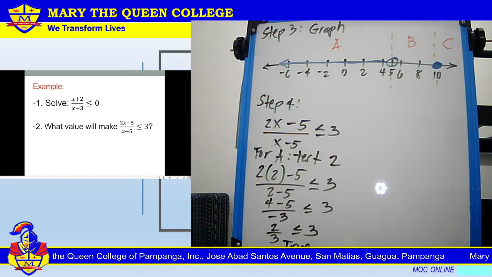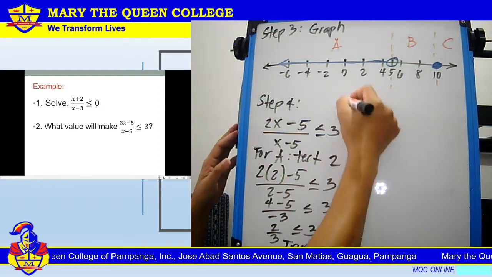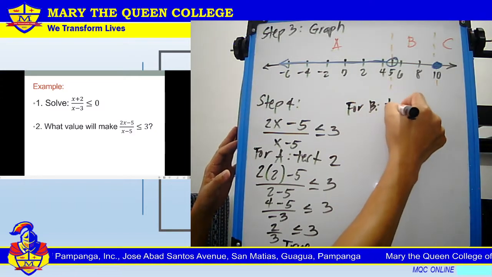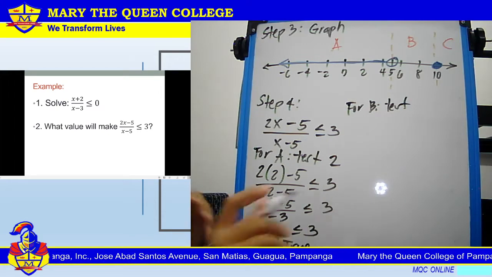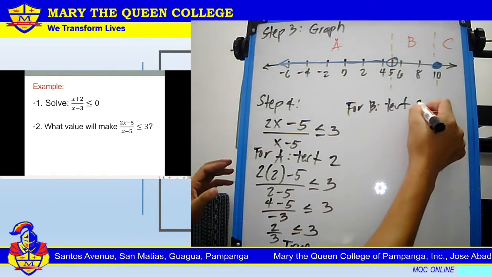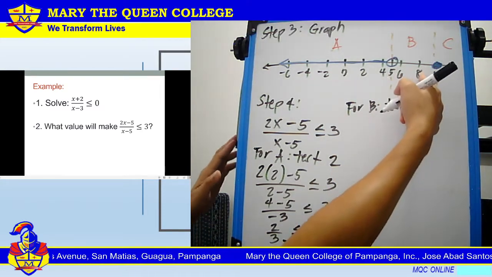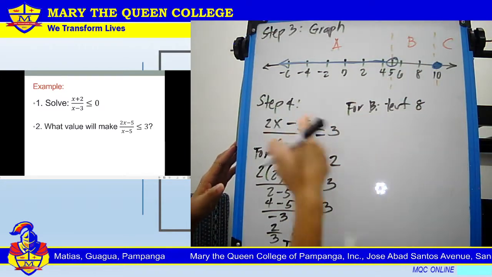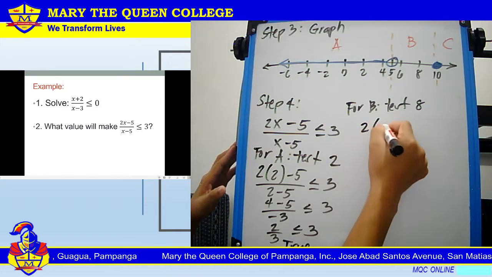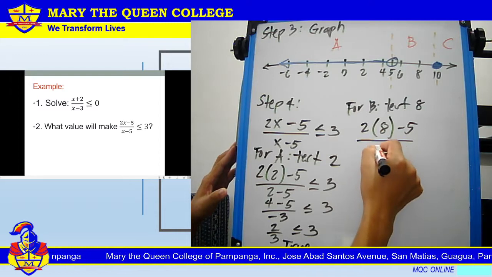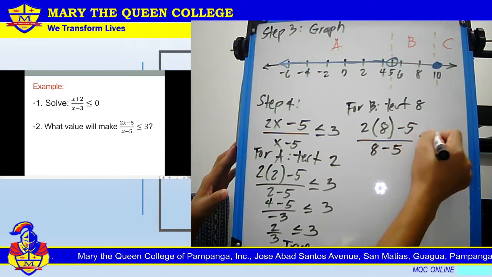Okay? And same thing that we will do for interval B. So we will test a number. So for example, with these intervals, we would like to use number 8, no? So test number 8. Okay, this one. We would like to know if 8 is part of the solution or not. So using this one, substitute to the original inequality. So we have 2 times 8 minus 5 all over 8 minus 5 is less than or equal to 3.